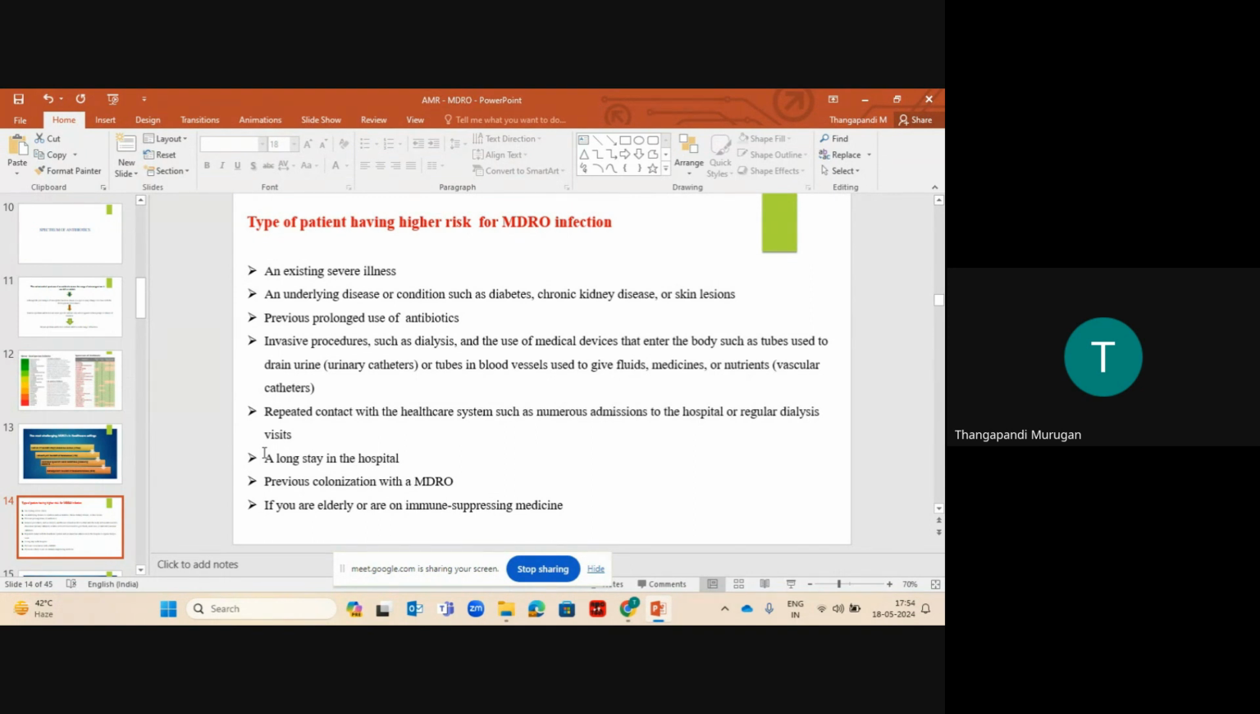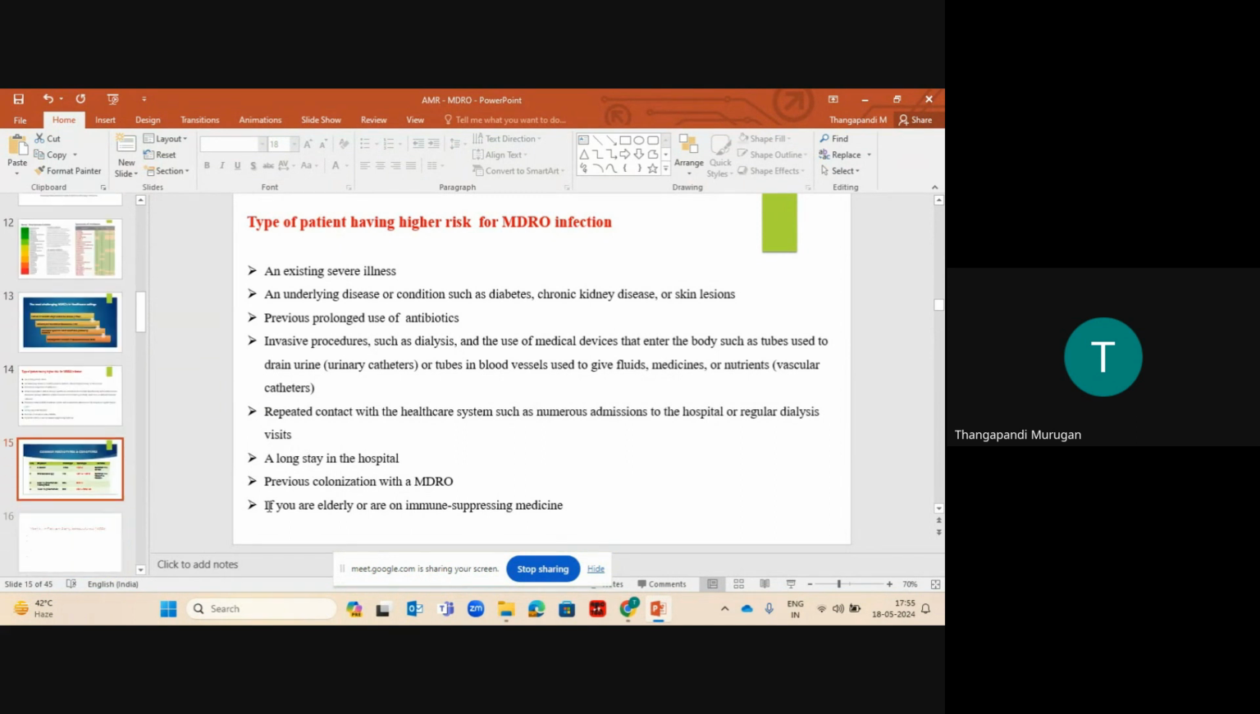But before that, you need to learn all these things thoroughly so that you can present yourself in a better way. Any immunosuppression, meaning the patient is on immunosuppressive medicines, or the patient is elderly, more than 80 or 90 years, is also a patient at high risk for an MDRO infection in a hospital setting, or the patient has comorbidities and all.